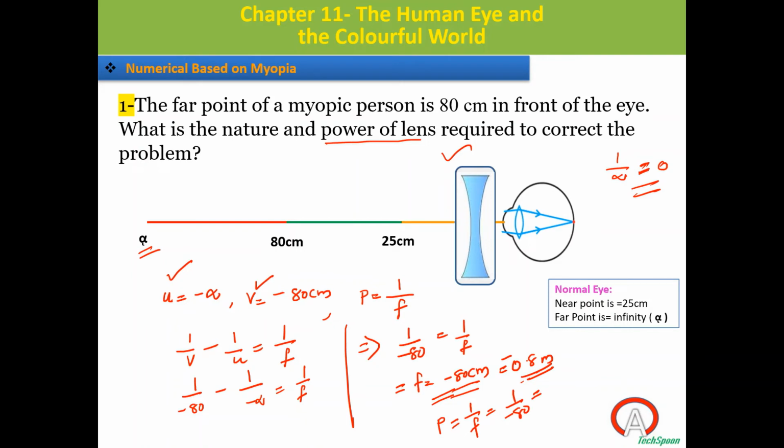So minus 1.25 D, that is the power. Minus shows it is a concave lens, that is short sight. Focal length is minus 80 centimeter and power is equal to minus 1.25 diopter.